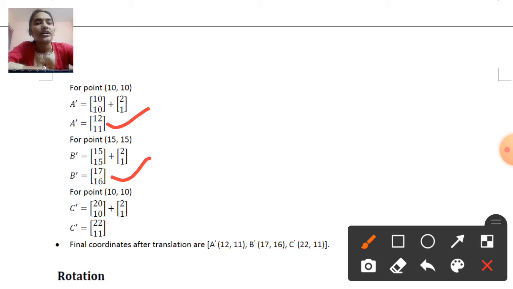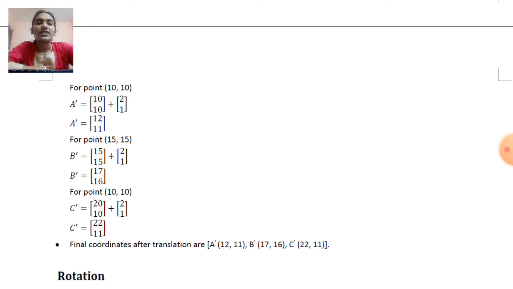And then for point C, it is 20 10. Here a printing mistake is there. C dash is 20 10 plus 2 1. That means C dash is 22 11. Okay, that means the final coordinate positions are A dash is 12 11, B dash is 17 16, C dash is 22 11. This one is your translation.